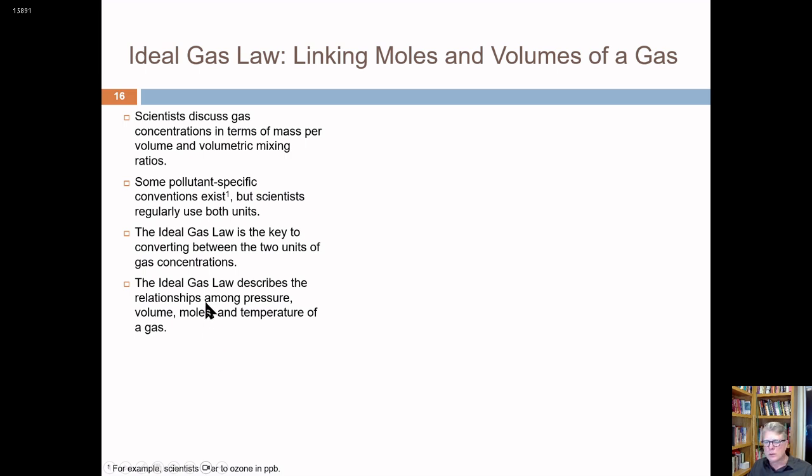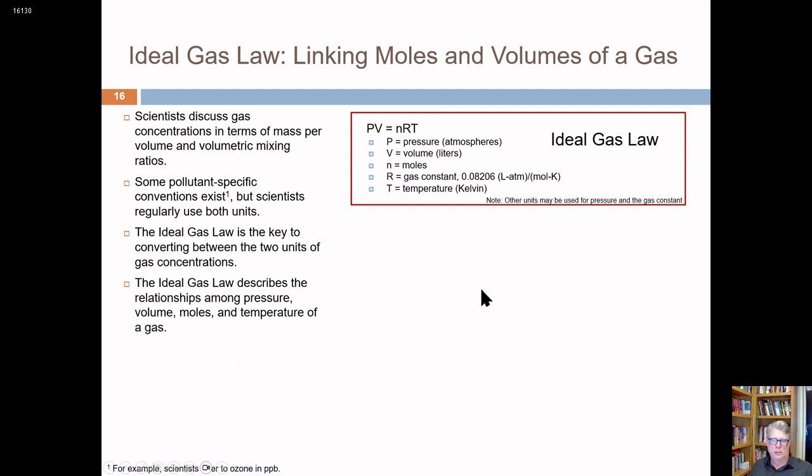How does that work? Well, the ideal gas law describes the relationships among pressure, volume, moles, and temperature of a gas. Here's the ideal gas law. PV equals nRT. You've probably seen this before, like in a chemistry class. P is pressure, V is volume of the gas, n is the number of moles of that gas, R is the ideal gas constant, this is just a fixed value, a constant, and T is the temperature of the gas.